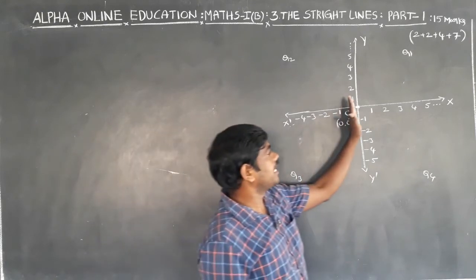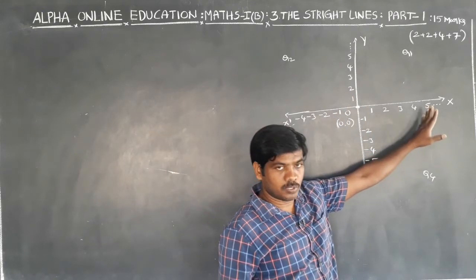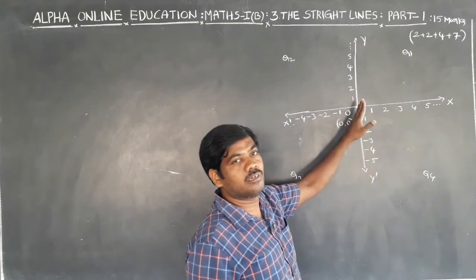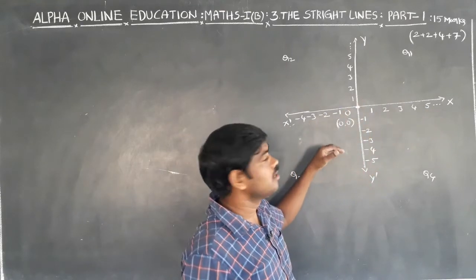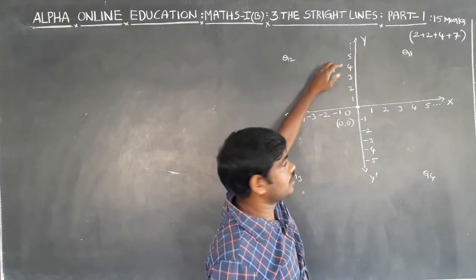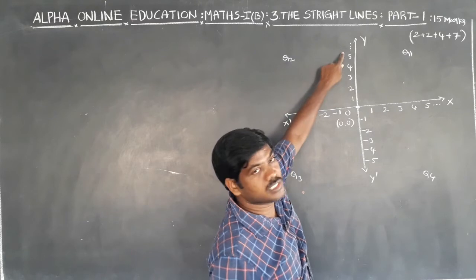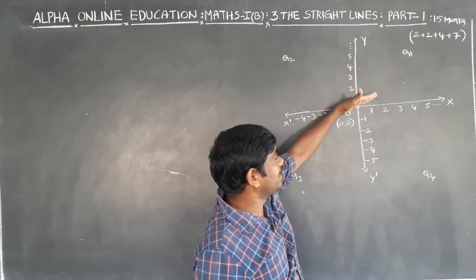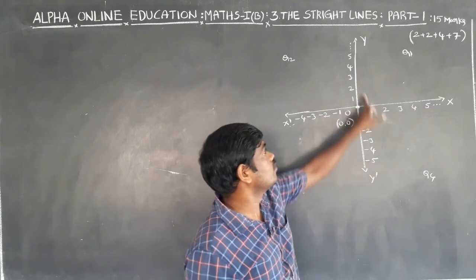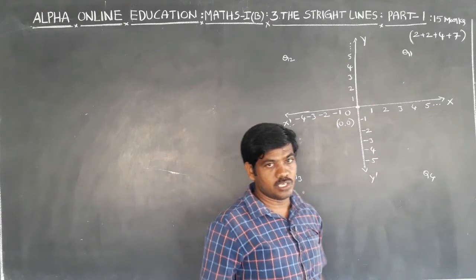Here, the right side of the origin has positive values, which are x values, and the left side has negative values. The upper side of the x-axis has positive values, and these are the y values. The lower side of the x-axis has negative values. These are the y values, and these are the x values.